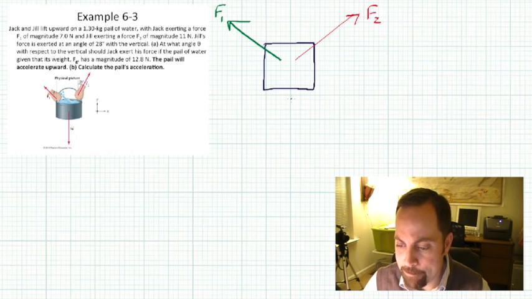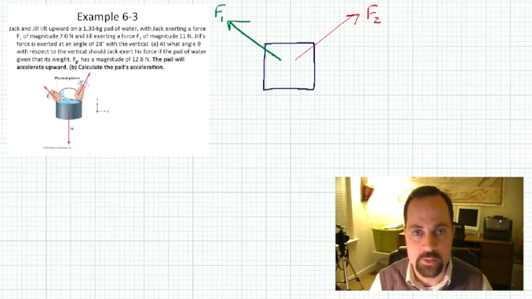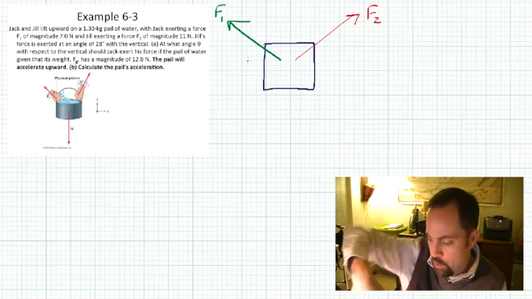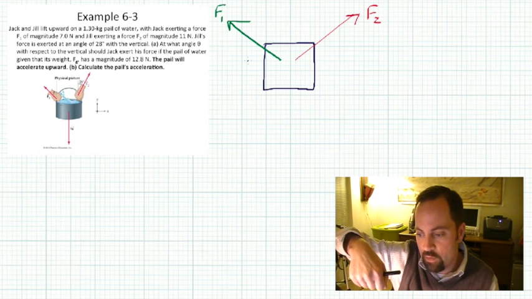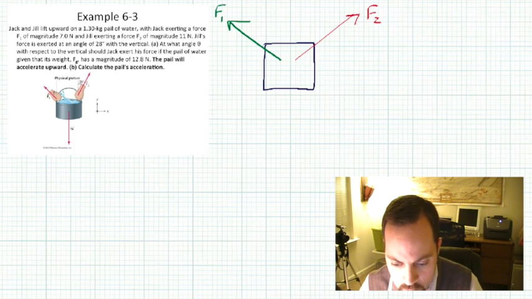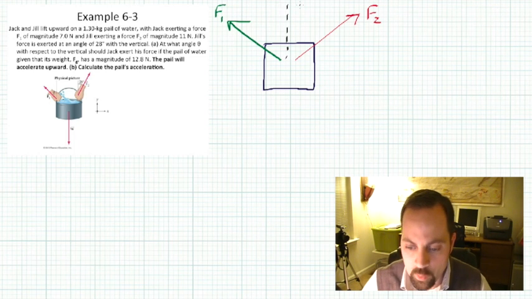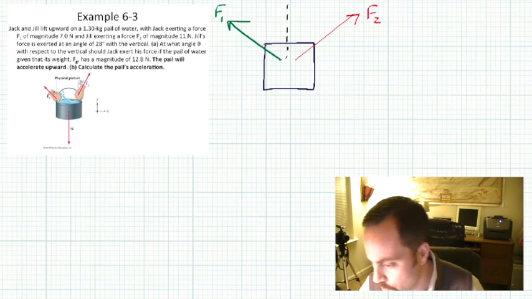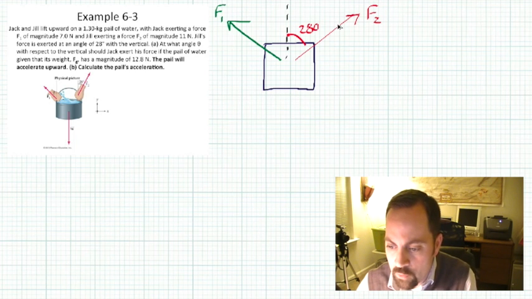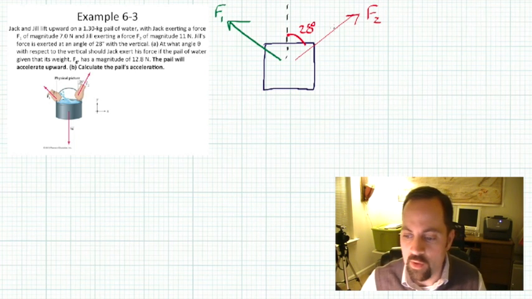Now, one thing we're told is that the angles at which we're measuring these are from the vertical. Usually when you hold a pail, you hold it so it's straight down, so it's vertical. Well, these guys are holding it at kind of an angle this way and that way. So you'll notice that the angles being measured are actually from the vertical right here. So here's the vertical, and we're told that Jill's angle, in red again for Jill, is 28 degrees from the vertical.